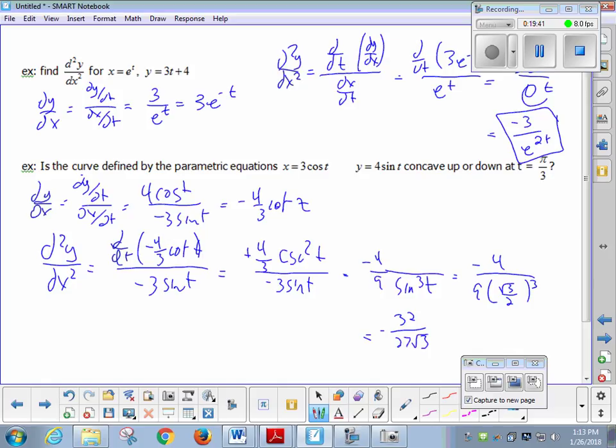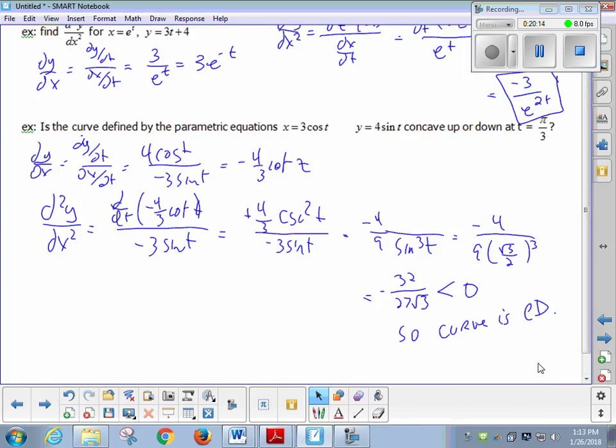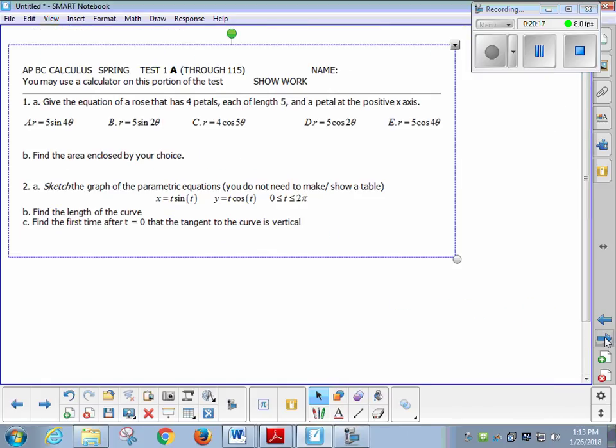Your dx/dt is like wrong. No, it's not. How did you get sine? Oh, I combined the cosecant and the sine. Oh, that's unfortunate. Did somebody confirm negative 32 over 27 root 3? Yeah. Okay, that is less than 0, obviously, so the curve is concave down. Okay, do you get the idea of second derivative parametrically? Yeah. Okay, alrighty then. Shall we go to homework questions or go over the test a little bit?